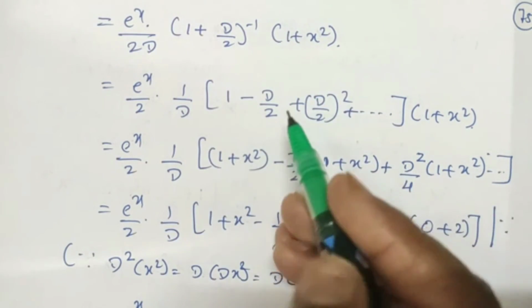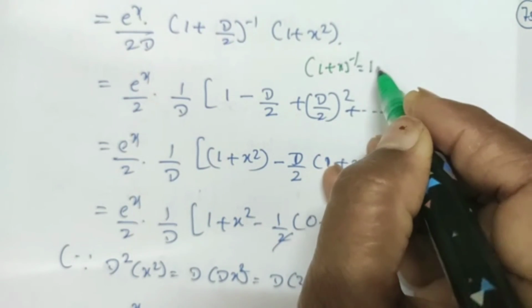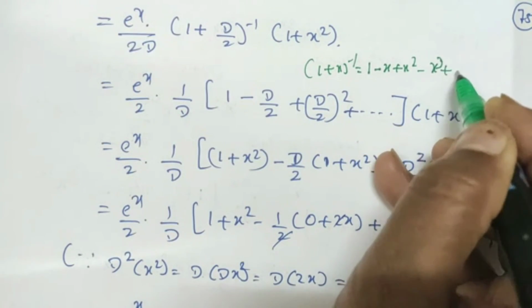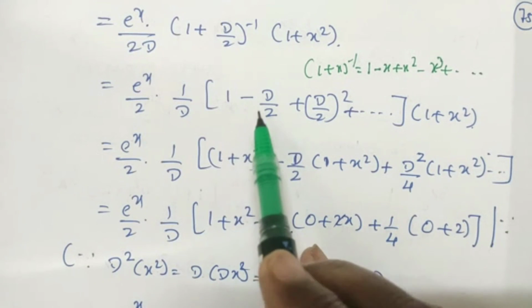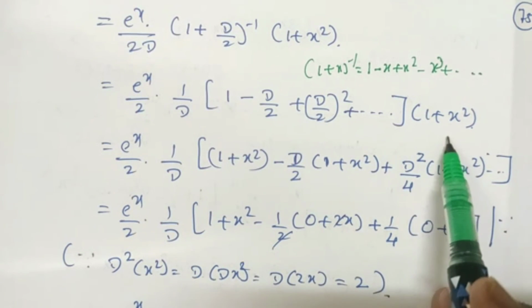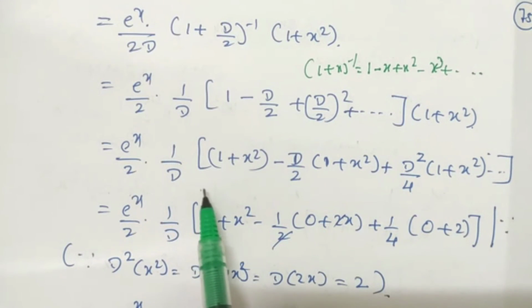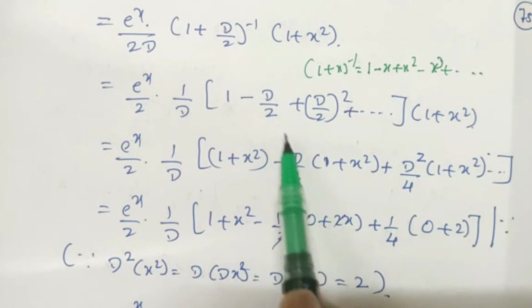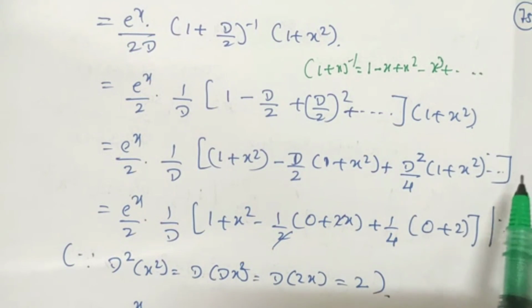This is on the formula I gave in the last class: by the binomial theorem, 1 plus x to the power of minus 1 is 1 minus x plus x square minus x cube plus etc. So here in place of x it is d by 2, that is 1 minus d by 2 plus d by 2 whole square etc., into 1 plus x square. Now it is e raised to x divided by 2, 1 by d. Open this bracket: 1 into 1 plus x square, minus d by 2 of 1 plus x square, plus d square by 4 of 1 plus x square, etc.